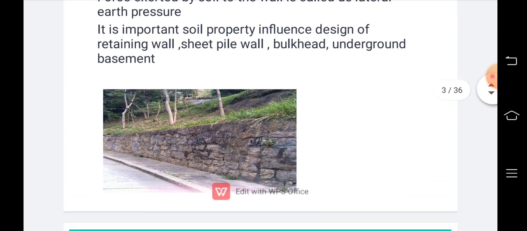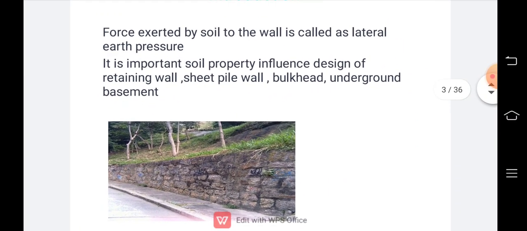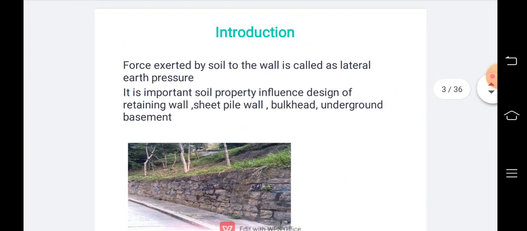Okay. So what is meant by the earth pressure? So now we are starting with the first point, that is earth pressure. Earth pressure means the force exerted by the soil on the wall, which is called the earth pressure. It is one of the important soil properties which influence the design of retaining walls, sheet piles, bulkheads and underground basement tanks.